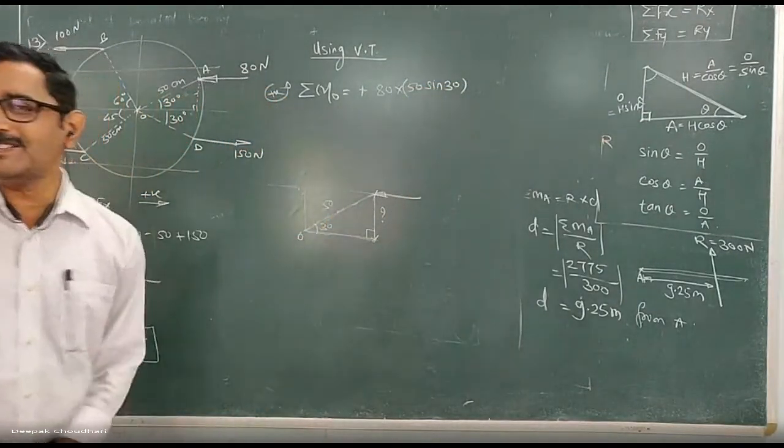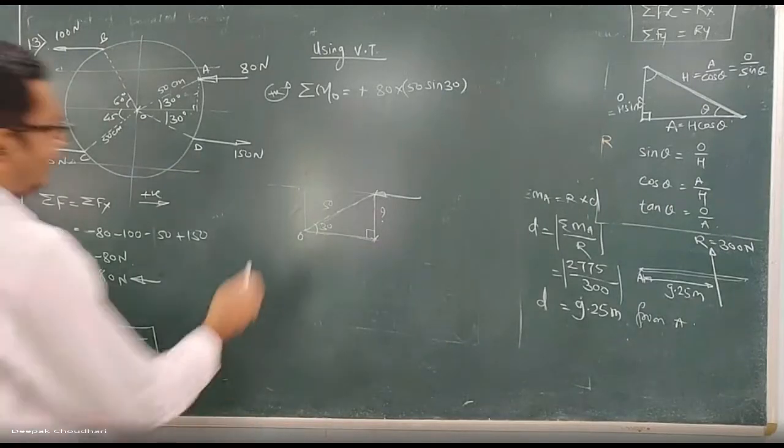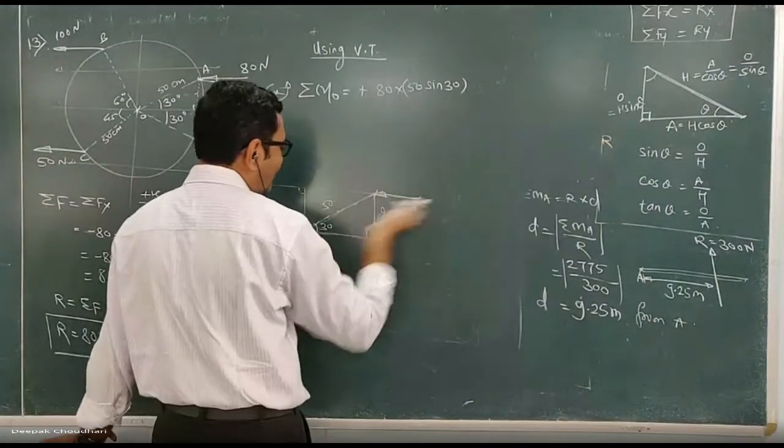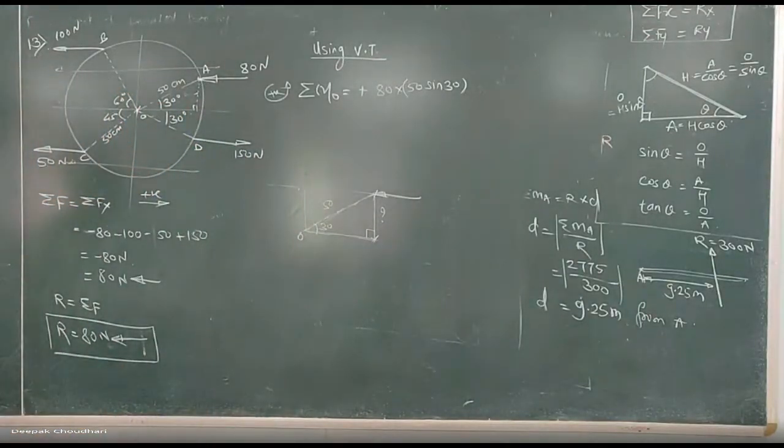Here you know that in a right angle triangle the side opposite to the 30 degrees is half of the hypotenuse. Right? That also you can write, and you can directly write 25, but this is the normal method you can use. So it is 80 into 50 sin 30. Any doubt?